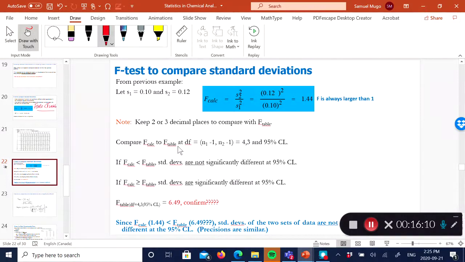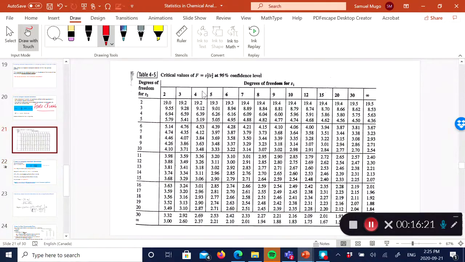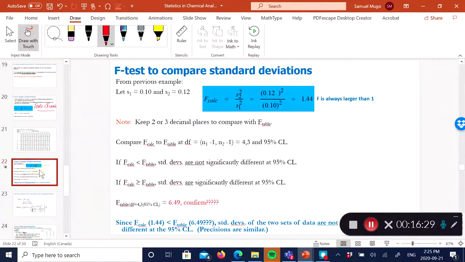Now, to get the F from the table, remember the method 1 had 4 degrees of freedom, and method 2 had 3 degrees of freedom. So you come up here. Method 1 has 4 degrees of freedom. Method 2 has got 3 degrees of freedom. So you can see the degrees of freedom here for method 2, the one that is at the top, is 3. The degrees of freedom for method 1 is 4.